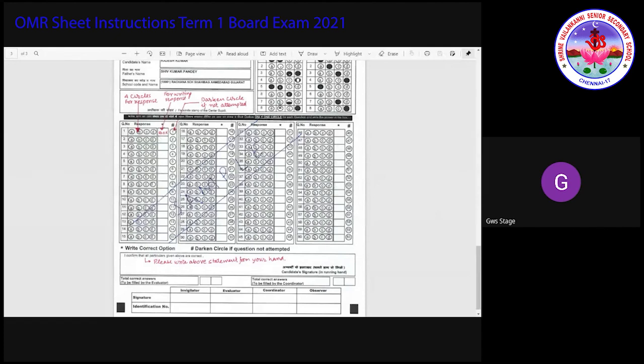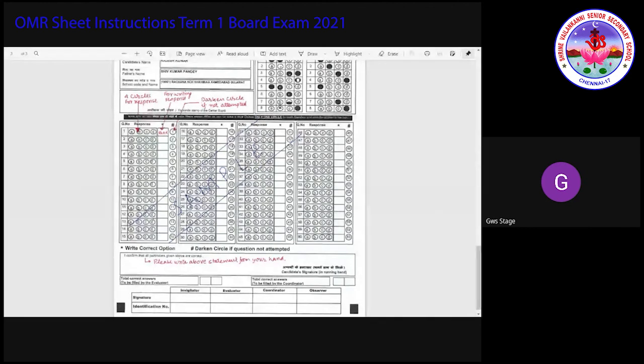Now I would suggest that you answer all questions. Now, how do you answer the question? You answer the questions in serial order. Suppose you are answering question number 1, and your response to that question is B. You go and darken the B circle. Leave the hash column empty. Don't touch the hash column. Hash column means it is not answered. That is what the hash column is meant for.